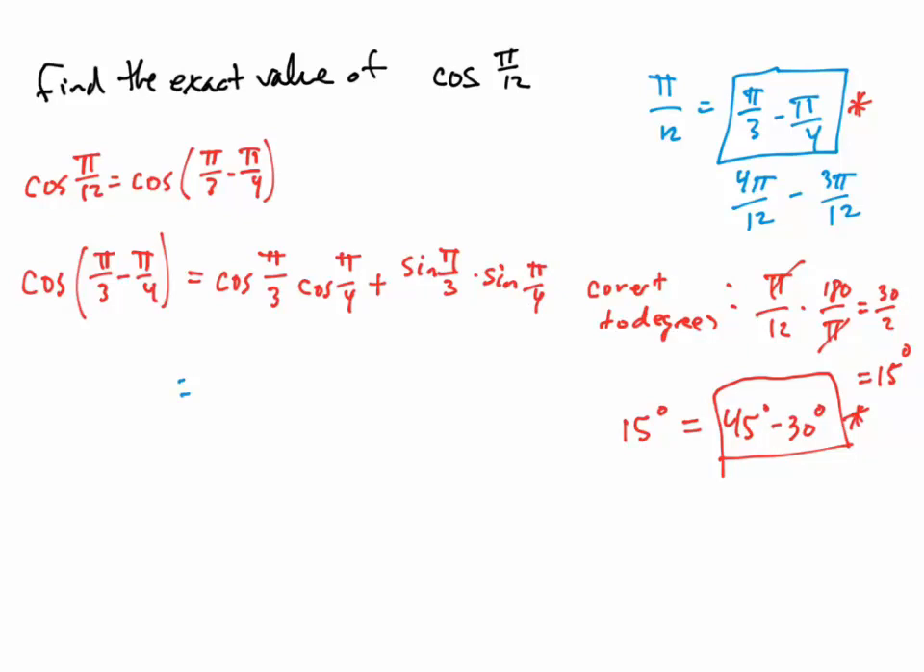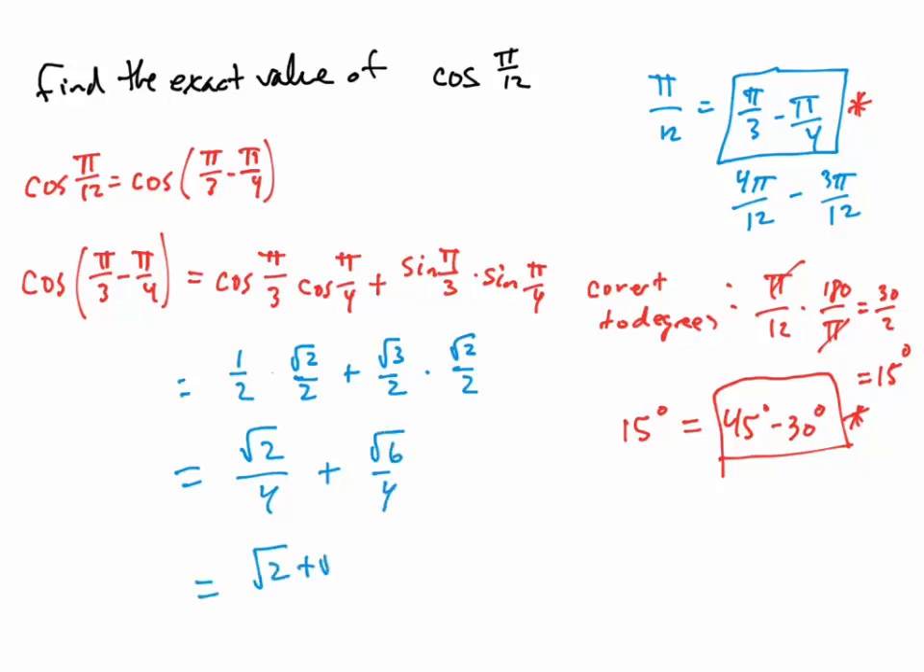So cosine of pi over 3, that's 1/2. Cosine of pi over 4 is root 2 over 2, plus sine of pi over 3 is root 3 over 2. Sine of pi over 4, root 2 over 2. So simplifying, root 2 over 4 plus root 6 over 4. When we add this together, we get root 2 plus root 6 all over 4. And that is going to be equal to cosine of pi over 12.